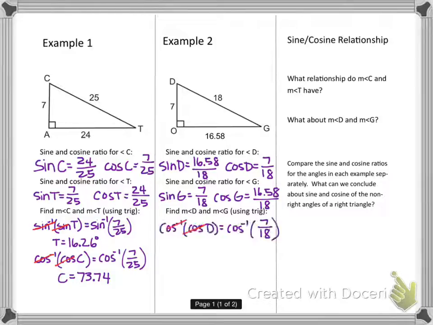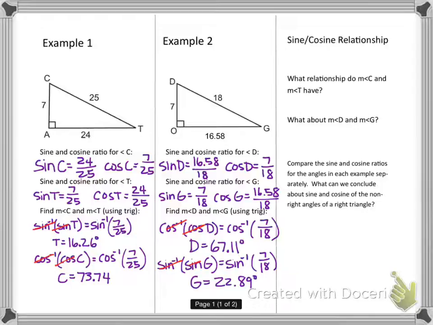Now when we use our inverse functions to get the angle, just taking the cosine ratio for angle D, I could have chosen either one. We should get the same answer. And we get that D is 67.11 degrees. And when we figure out angle G, I decided to use the sine one. We could use either, but we end up getting that G is 22.89.